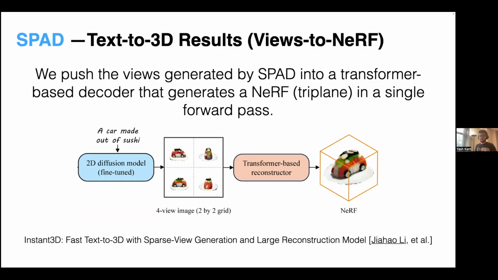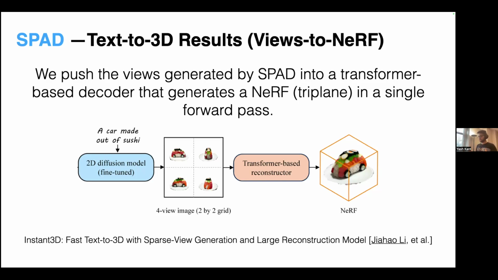We wanted to check why we can't just take these images and have something much simpler that can generate a 3D object for us. So we took the views that were generated by SPAD and pushed them through a transformer-based decoder. This is a transformer-based triplane generator that takes 4 views and directly reconstructs the 3D asset in this triplane method. So it generates a triplane-based NeRF, and then we can directly decode from the triplane network the asset that we want.